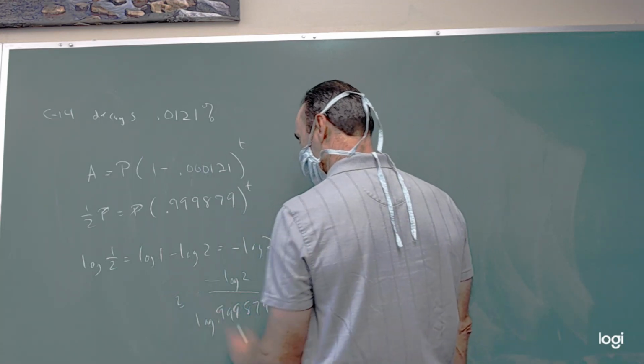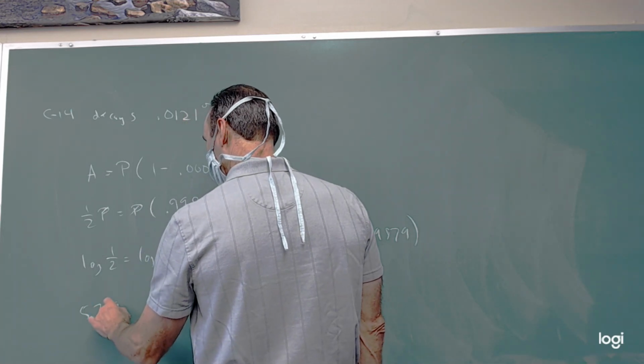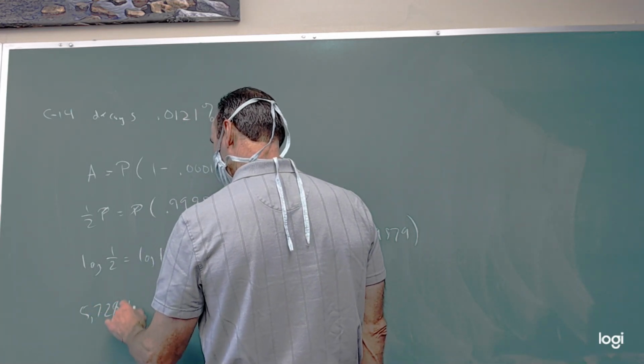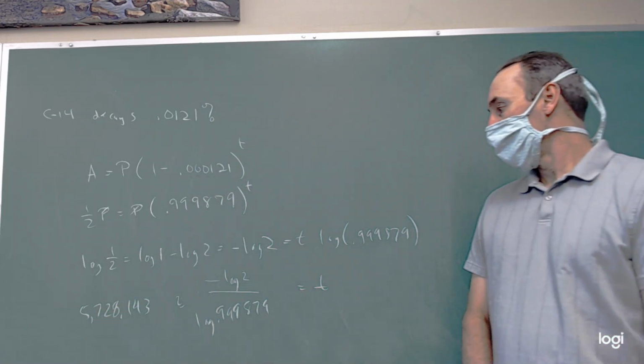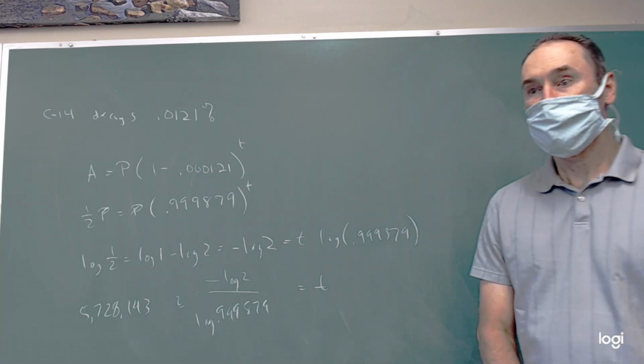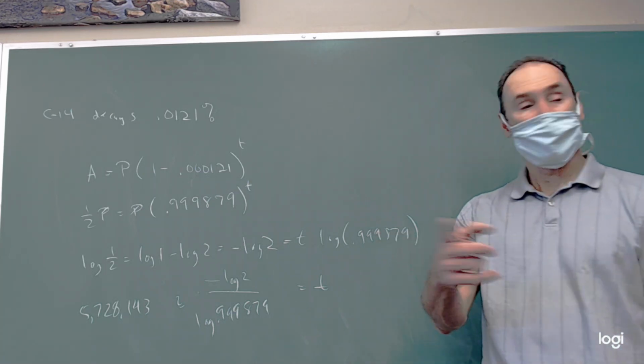And once you get that to 3 decimal places, 5,700.28.143. Which is pretty close to 5,728 years. Is that okay? You all right with that?